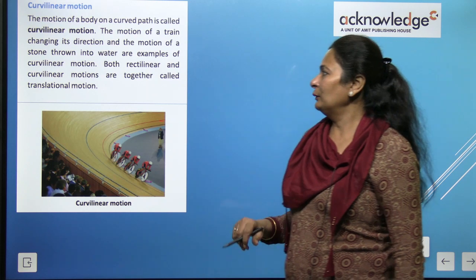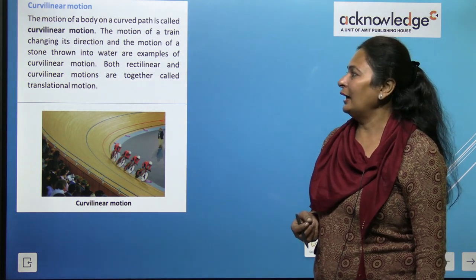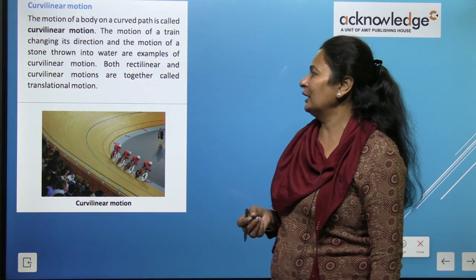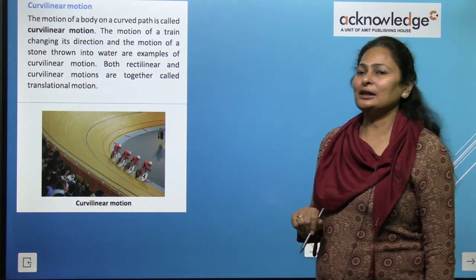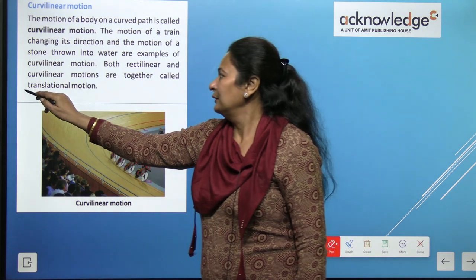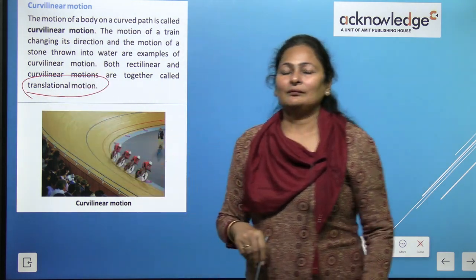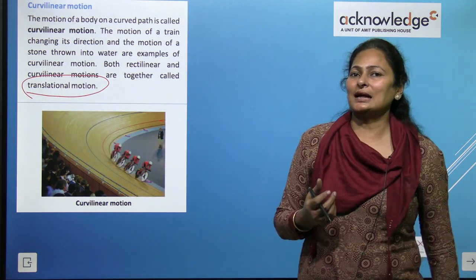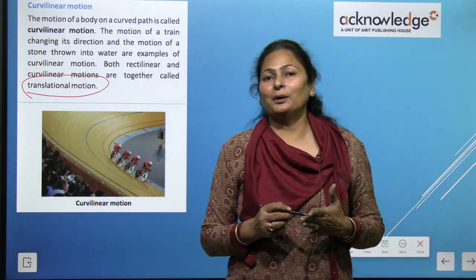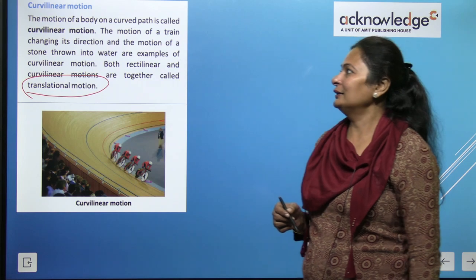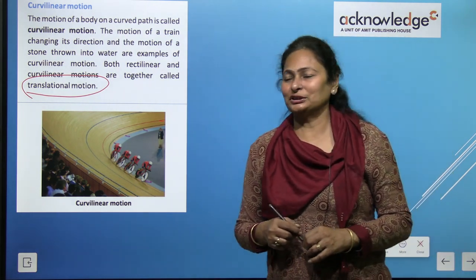Both rectilinear and curvilinear motions together are called what? Translational motion, right? So together it is called translational motion. So we have learned about rectilinear motion and curvilinear motion, right?